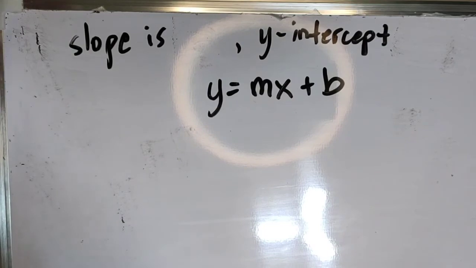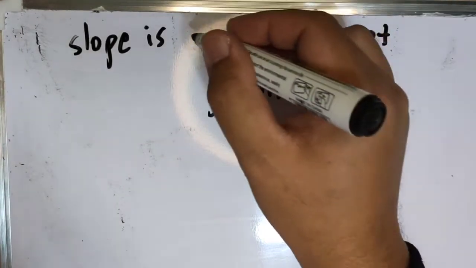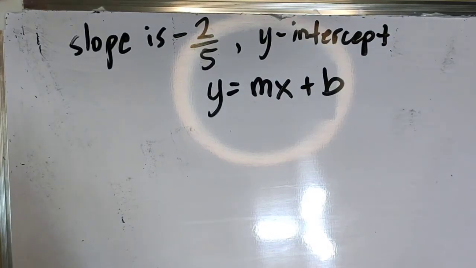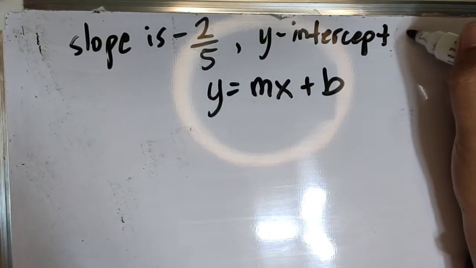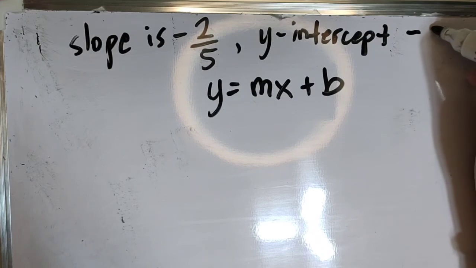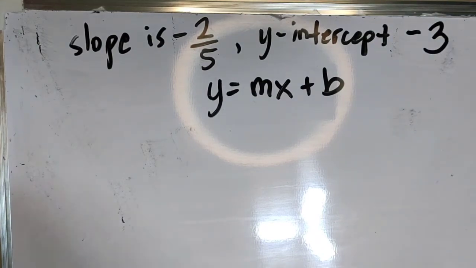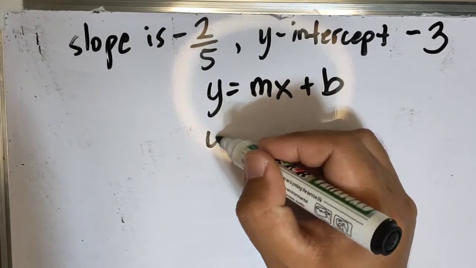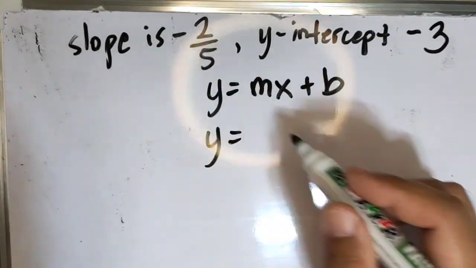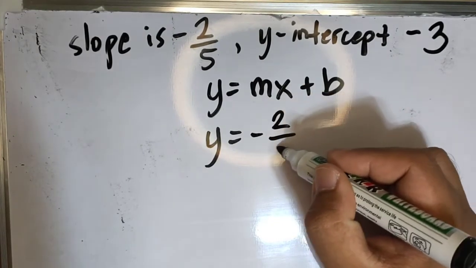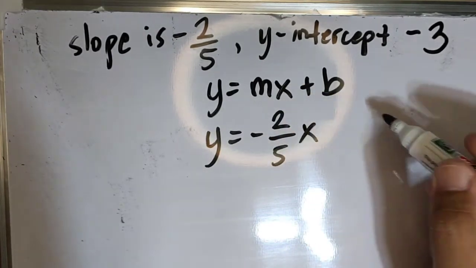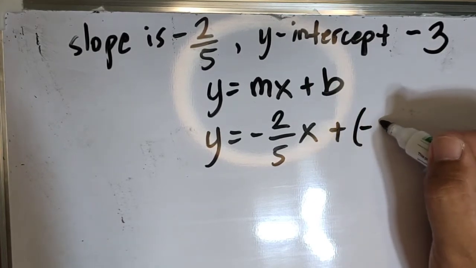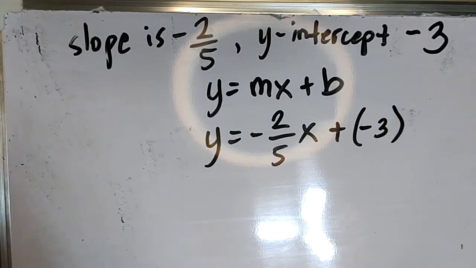Let's find the equation of the line whose slope is negative 2 over 5 and its y-intercept is negative 3. Ayan. Okay, so let's have the solution. We have y is equal to m, which is negative 2 over 5, so we have negative 2 over 5x plus b, which is negative 3. So, plus negative 3. Okay?